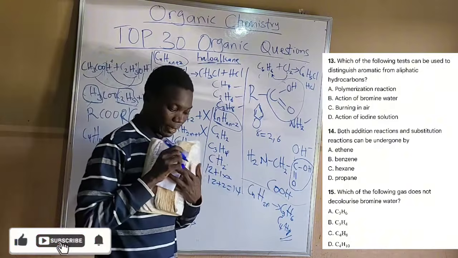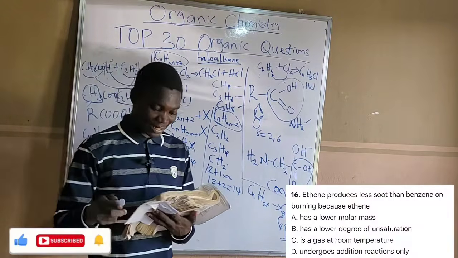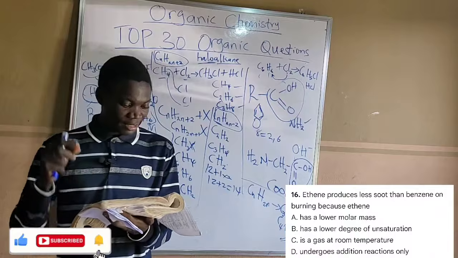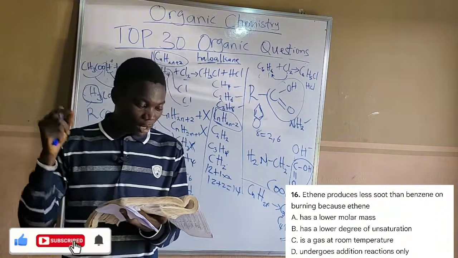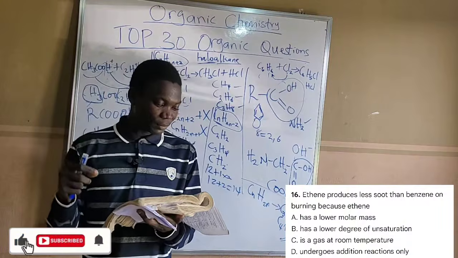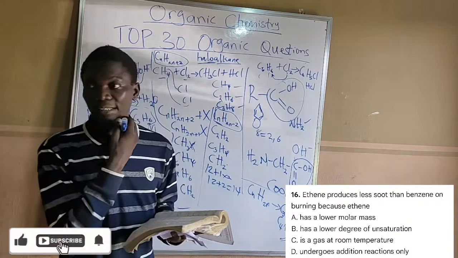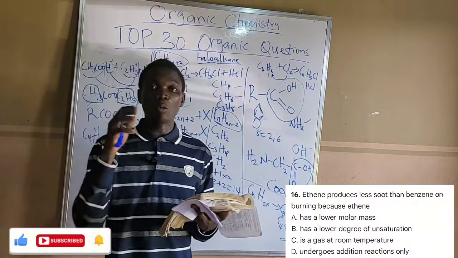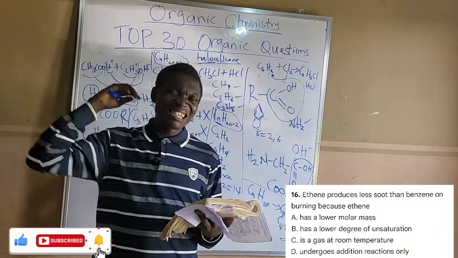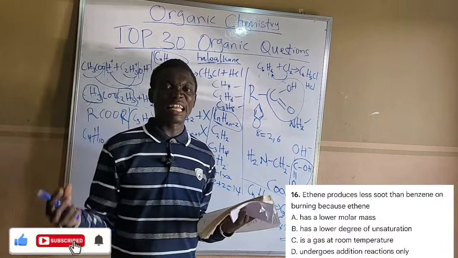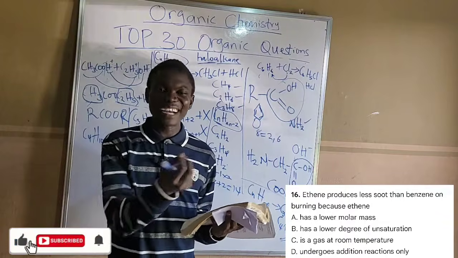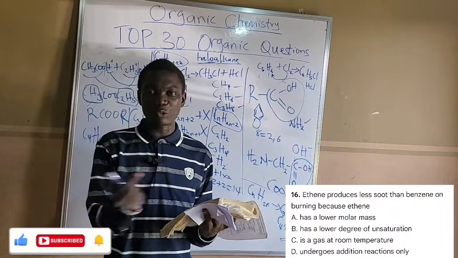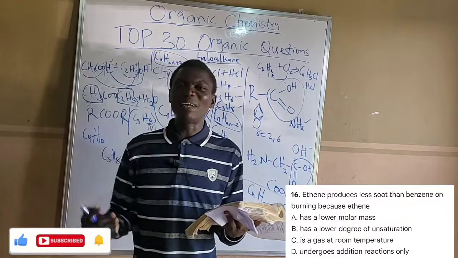Option D. Okay, and I hope this class is getting more interesting. Let's look at the next question we have. We said ethene produces less soot than benzene on burning because ethene dash. I explained that unsaturated compounds like ethene, ethyne, and benzene burn with a sooty flame. But benzene is very massive, while ethene and ethyne are little, especially ethene, very little, because of its double bond. Double bond is very little. Triple bond is still more than that one. But benzene is very high.